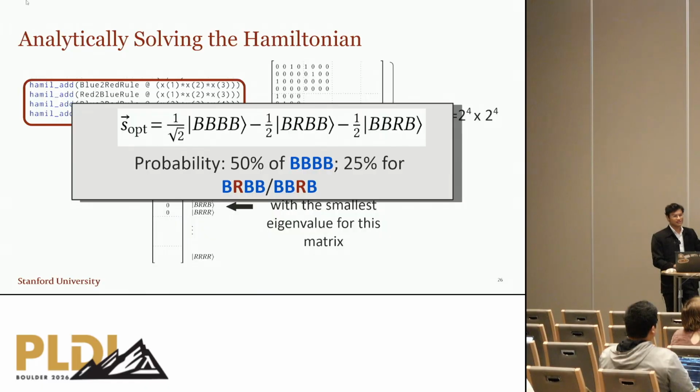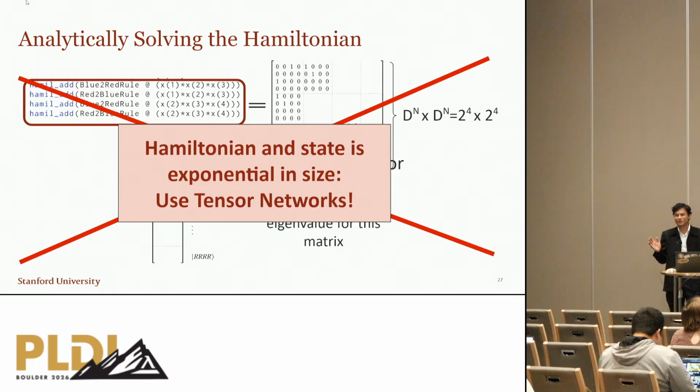Just assume that this solution means you'll see the variables to be in all blue configuration for 50% of the time, and the second and the third node will be observed to be in red state 25% of the time each. However, this way of solving this problem was never tractable because of the exponential scaling. That is where tensor networks come in.